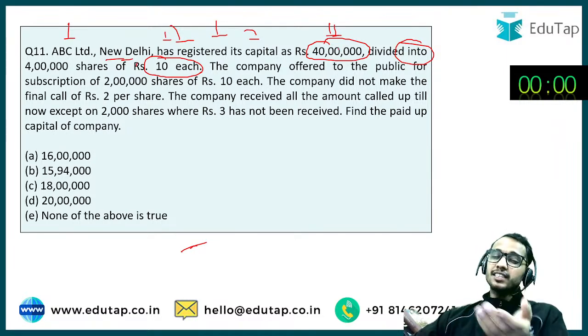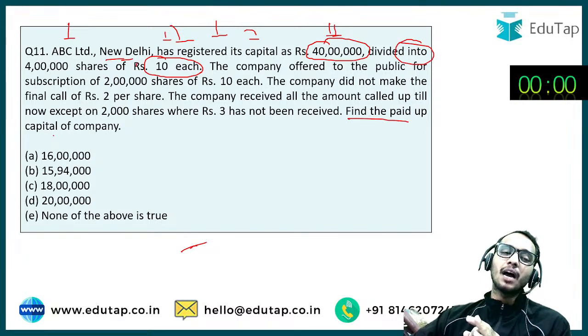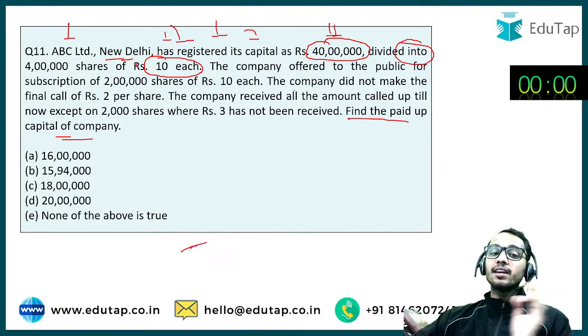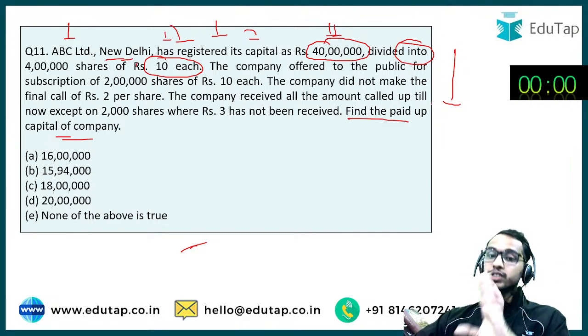Now let's look at the question. What the question is asking. Then we will read out the whole question. Question is asking, find the paid up capital of the company. Now while reading out the question, what should be your approach? Try to find out the information which is useful for paid up capital. Okay? Chalo, let's read it out again.